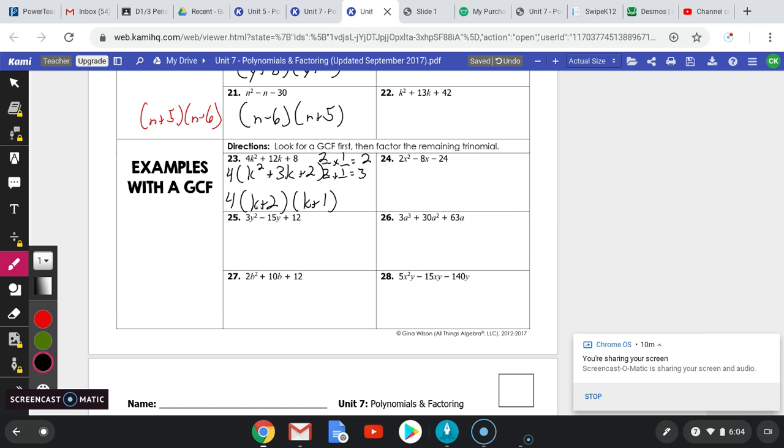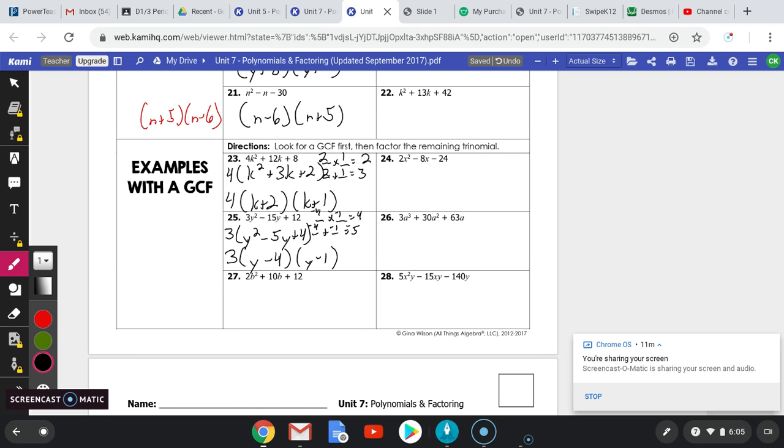Let's look at 25. What's the greatest common factor here? It would be 3. What's left over? y squared minus 5y plus 4. Same thing, what two numbers multiply to give me positive 4, and those same two numbers add to give me negative 5? That would be negative 4 and negative 1. So 3 times y minus 4, y minus 1.